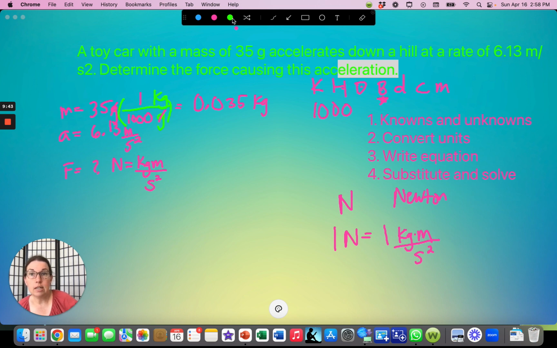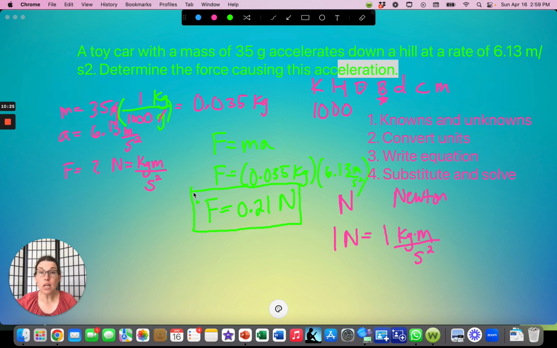So all I need to do next is write the equation, and Newton's second law is force equals mass times acceleration. And then step 4 is substitute and solve. Force equals 0.035 kilograms times my acceleration, which is 6.13 meters per second squared. And then I just put that in my calculator and I will have an answer. 0.035 times 6.13 equals 0.21, and you can round at this point. 0.21 newtons. And that's your answer.